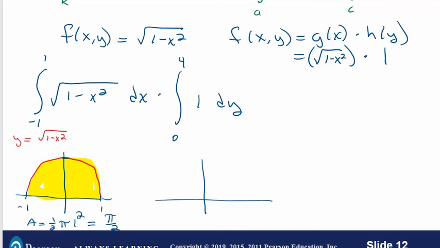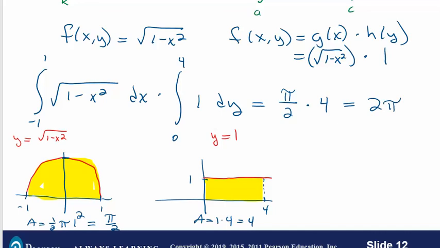Thinking of it geometrically. All right, how about this integral geometrically? What does this mean? So our function over here is y equals 1. So we would just draw the graph of y equals 1 from 0 to 4. And so this integral is telling me that I want to find this area. All right, what is that area? Well, that area is the area of a rectangle. 1 times 4 is 4. So just thinking of these geometrically, the first integral has area of pi over 2. The second integral has area of 4. And so I come up with 2 pi.